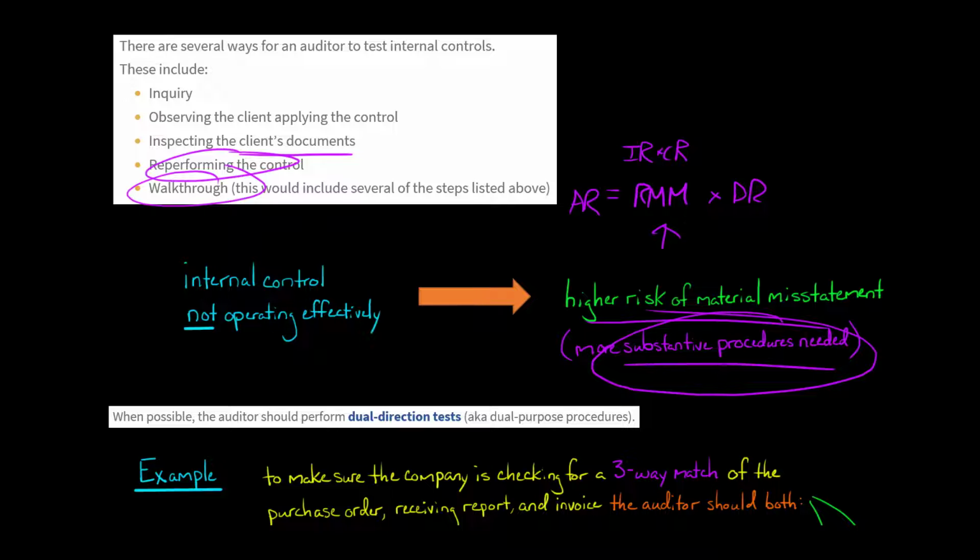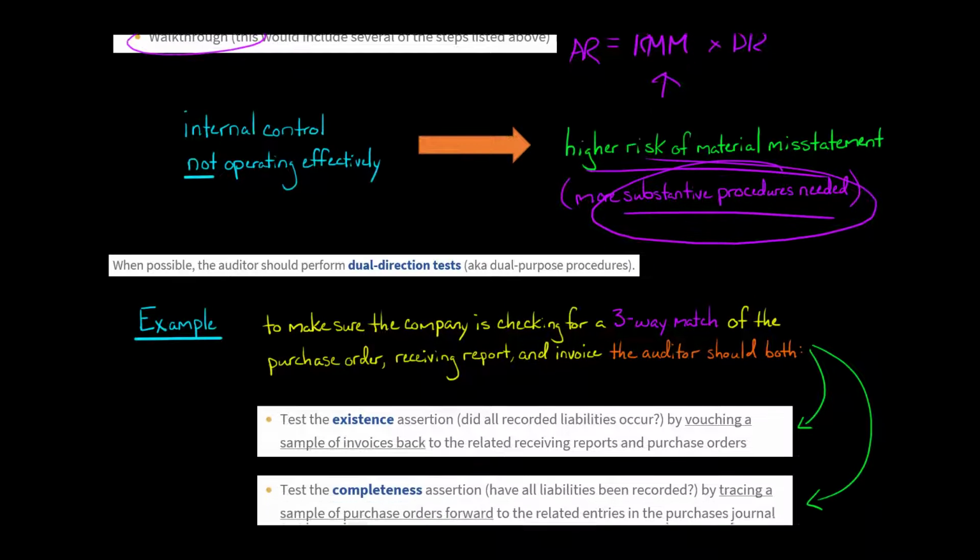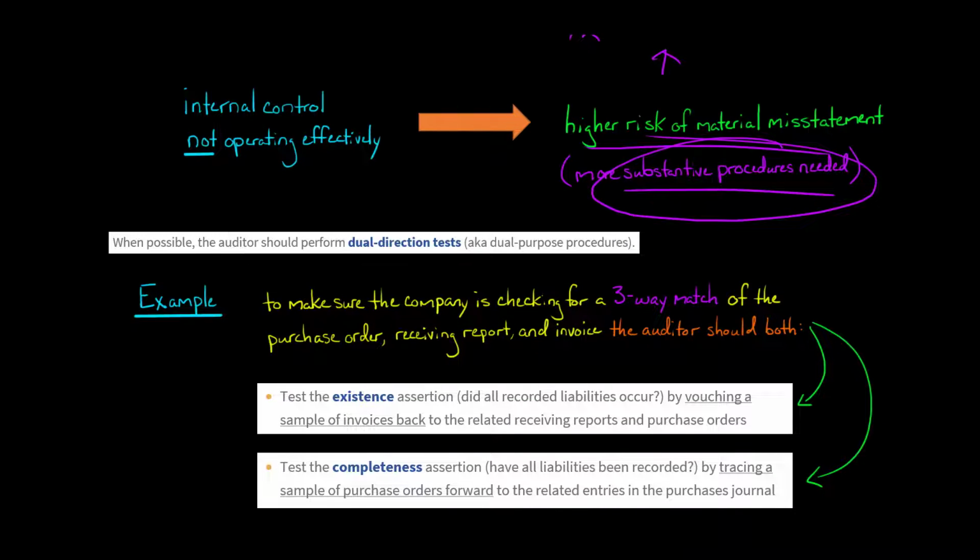Now, when the auditor is going to perform tests of internal controls, when possible, the auditor would like to perform dual direction tests. What is a dual direction test? So let's do an example, where the auditor's checking to see if the client looks for a three-way match of the purchase order, the receiving report, and the invoice from the vendor. Remember that's a very important thing in terms of internal controls, this three-way match.